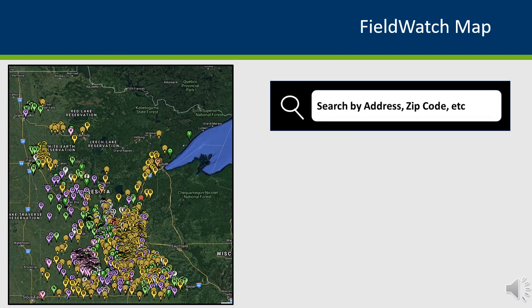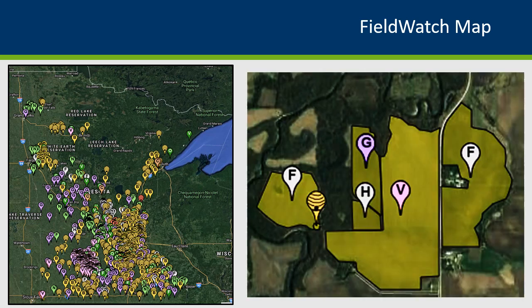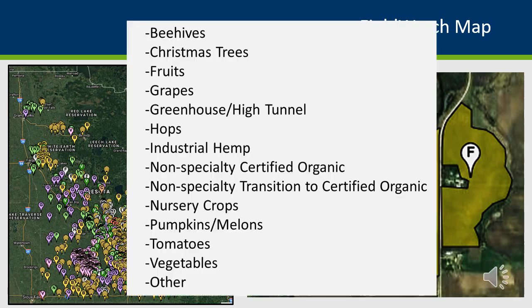Here we are back at the map. The system is Google Map based. Locate your area of operation by manually dragging and zooming around the map, or enter an address or latitude/longitude in the search box. As you zoom in on the map, the field borders become apparent, and abbreviations in the pin indicate the crop which is grown in that field. Here is a list of the specialty crops originally on the FieldWatch menu. It includes beehives, fruits, vegetables, nursery, and organic crops.